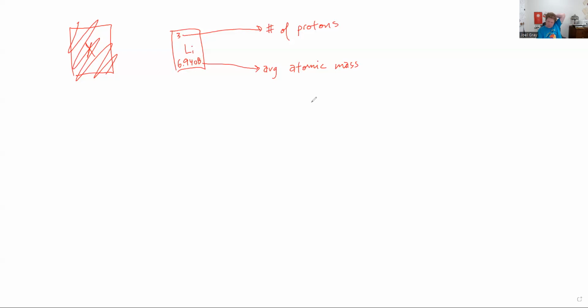And that number is not necessarily complicated, but respect that number for what it is. This number tells you the average of all isotopes and their relative abundances.